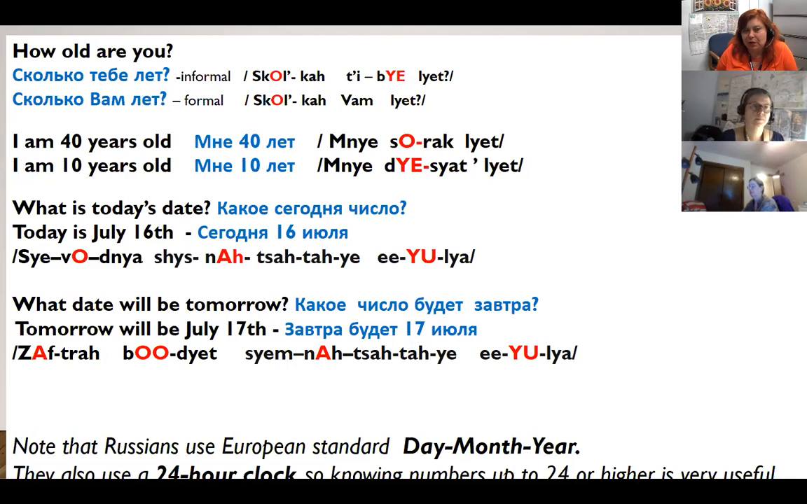Вам is also a pronoun that refers to several people. In that case, it will be used not in a formal way, but just addressing several people. And вам will not be spelled with a capital letter. Well, 2 examples, and you can change numbers if you want to.